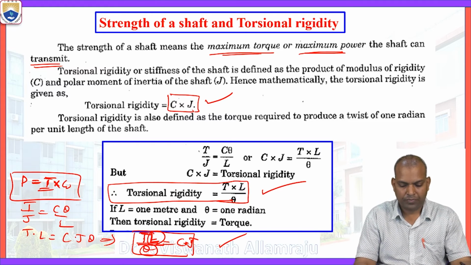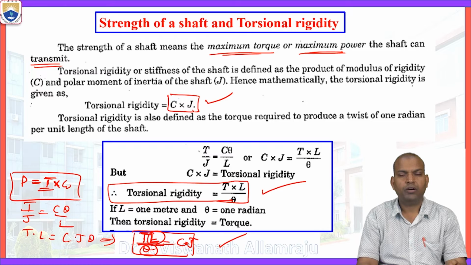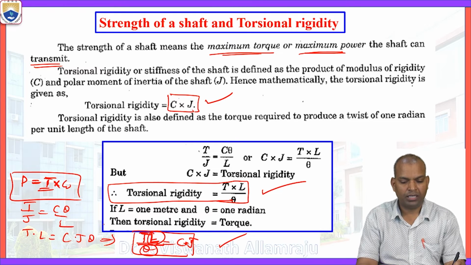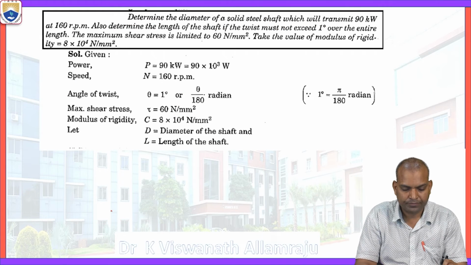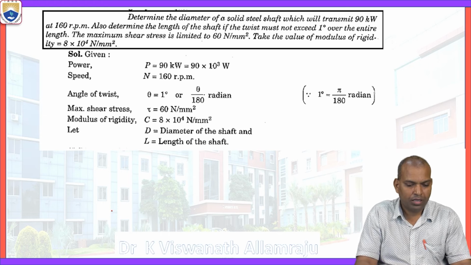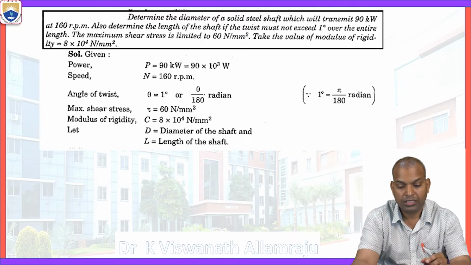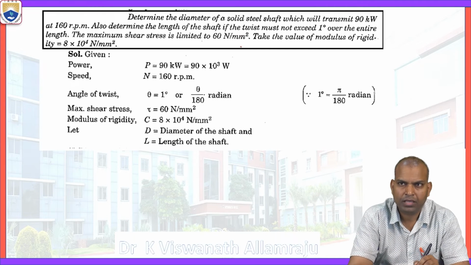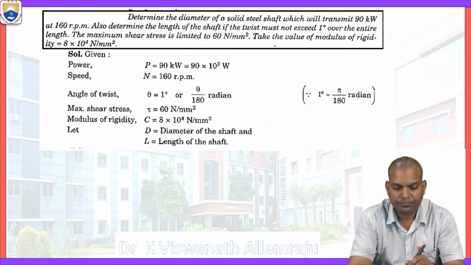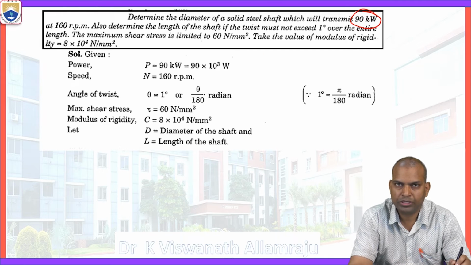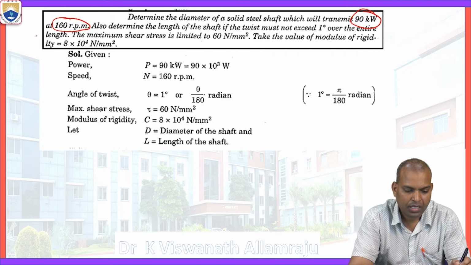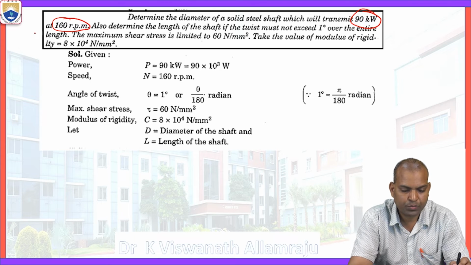Okay, now how to apply this formula while solving the problems. Determine the diameter of a solid steel shaft which will transmit 90 kilowatts power at 160 revolutions per minute.